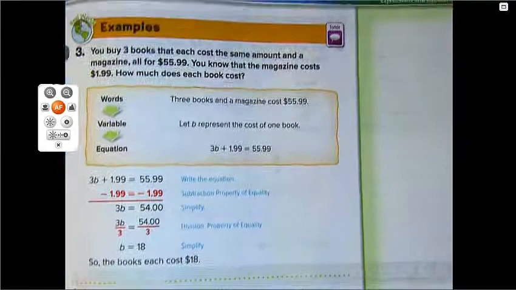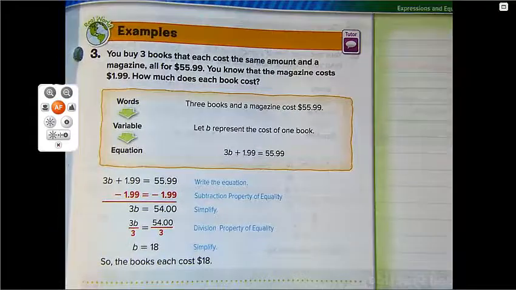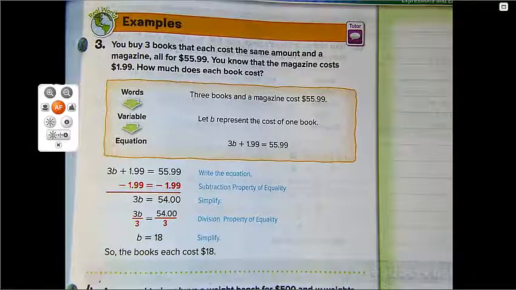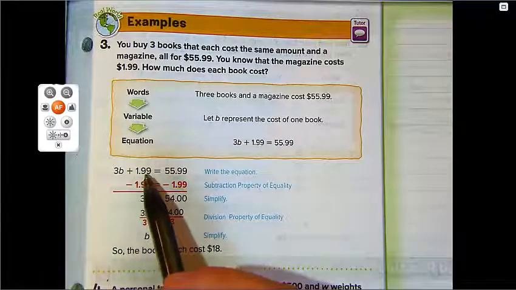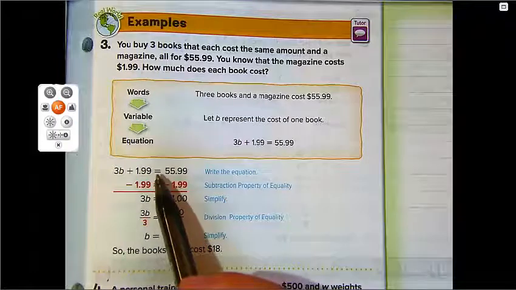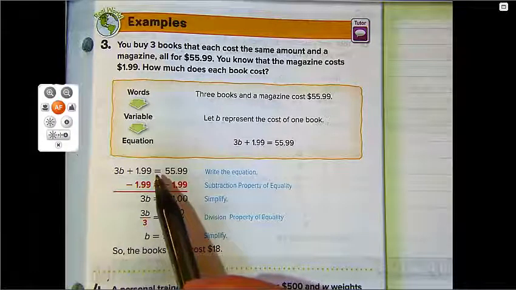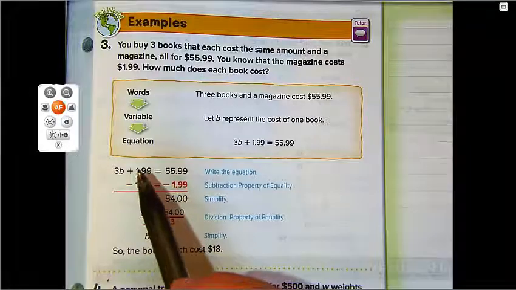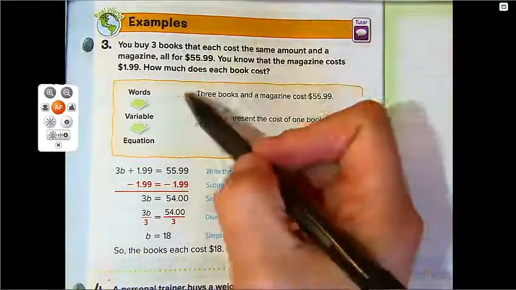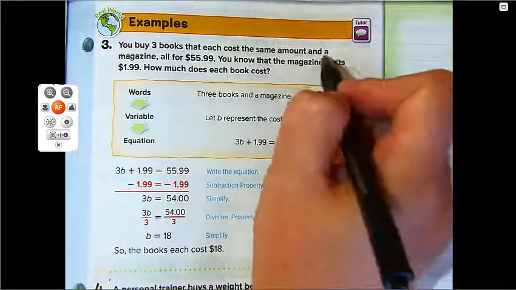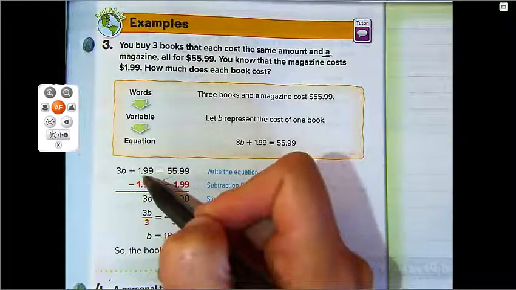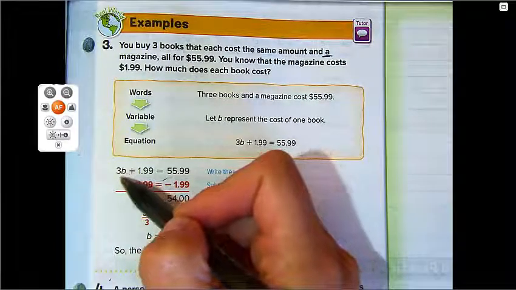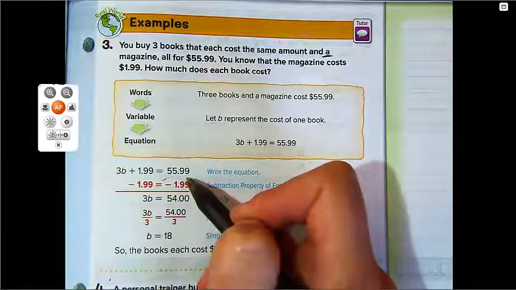Let's go to example 3. It says you buy 3 books that each cost the same amount and a magazine. Altogether, it costs $55.99. So I have 3 books, and I have a magazine, 1 magazine. So 3 books, and those cost the same amount. You know the magazine costs $1.99. Well, it says you buy 3 books that each cost the same amount and a magazine. So a magazine means that I'm buying 1 magazine. So I have 1 magazine at $1.99, plus my 3 books. I don't know how much my books cost, but I know that altogether it costs $55.99.